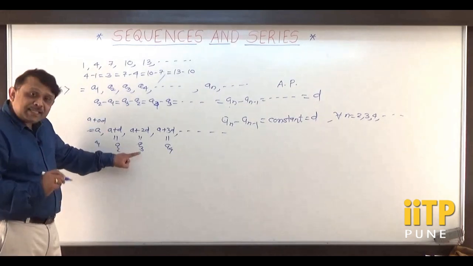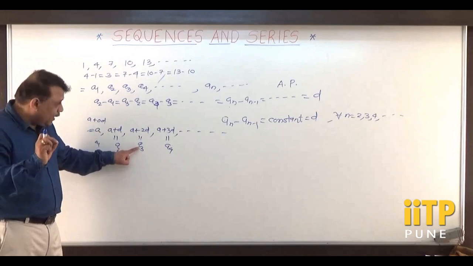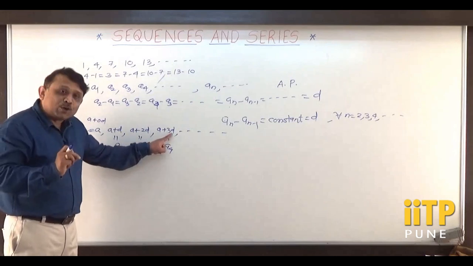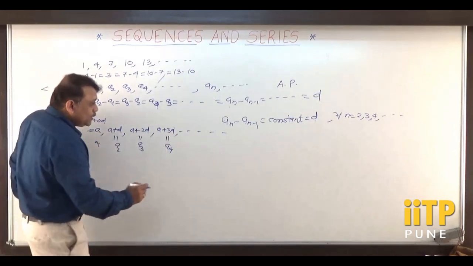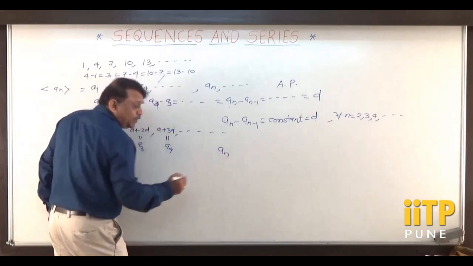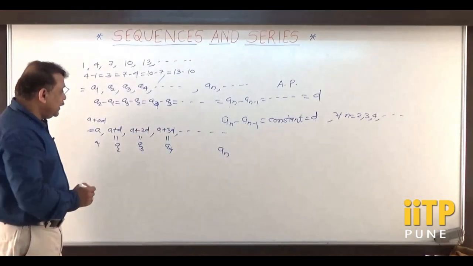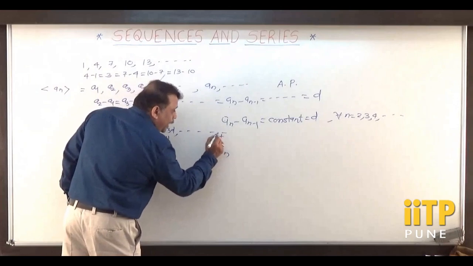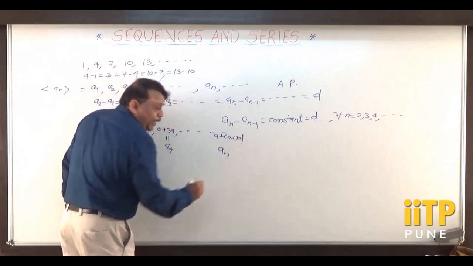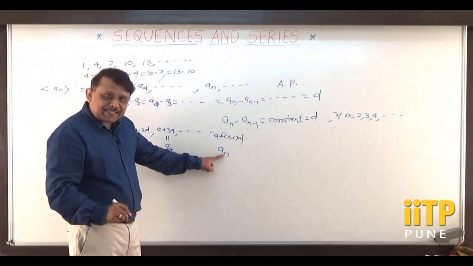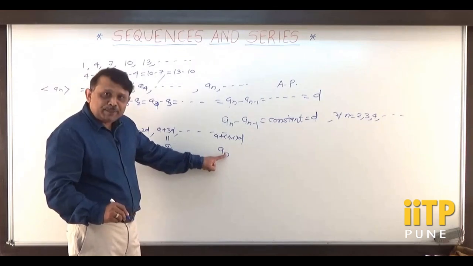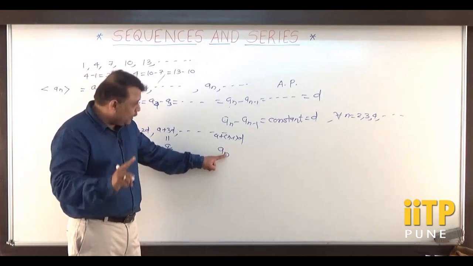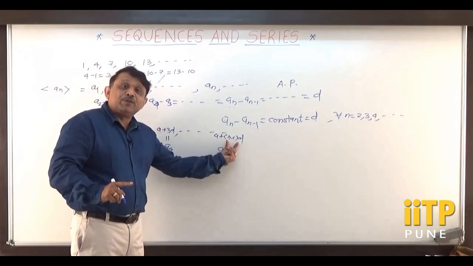So, whichever is the suffix of A, one less we are writing as a coefficient of what? D. So, suppose if I want to find the nth term of an AP, then it must be A plus n minus 1 into D. So, 1 is less. So, n minus 1. From this n, we are subtracting 1 to write that as a coefficient of what?